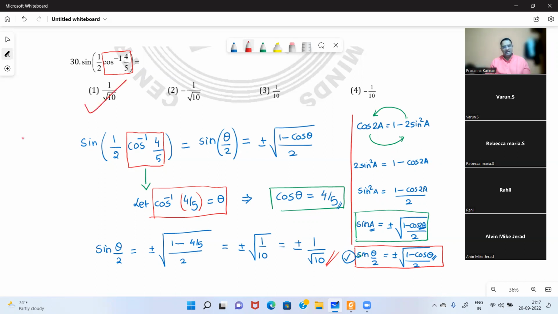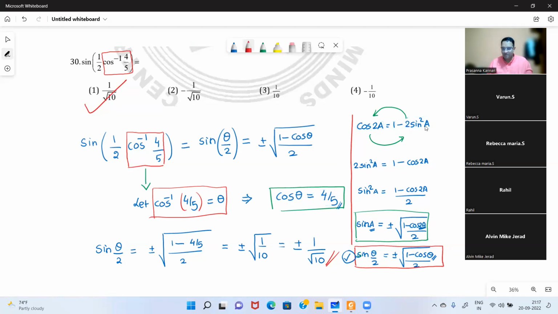That's all. So are you clear with this very, very important type of question? Let me explain this once more. So we have sine of half of cos inverse 4 by 5. Cos inverse 4 by 5, let me take it as theta. So cos theta will be equal to 4 by 5.